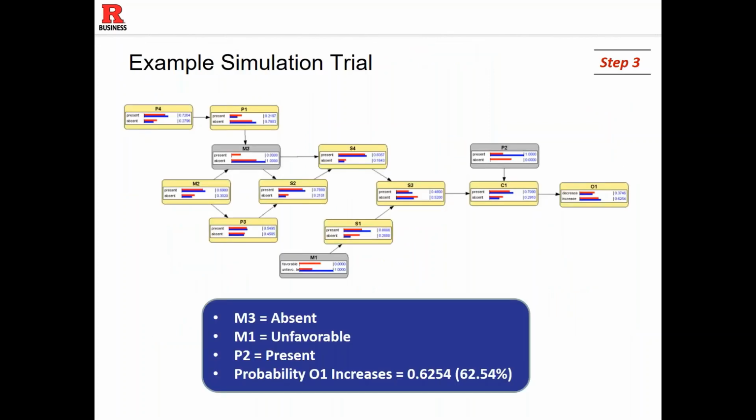So here's an example of a simple experimental trial. The way you would interpret this is we have evidence that suggested that M3 was in the absent state, with probability 1. We know that M3 was in the absent state, M1 was in the unfavorable state, and P2 was also present. So we know for sure that those events occurred. The probability that O1 increases, again, is about 62.5%, which is different from our baseline, which we would expect.